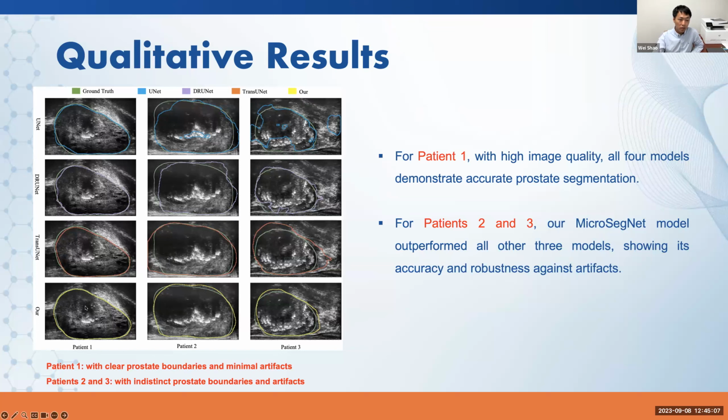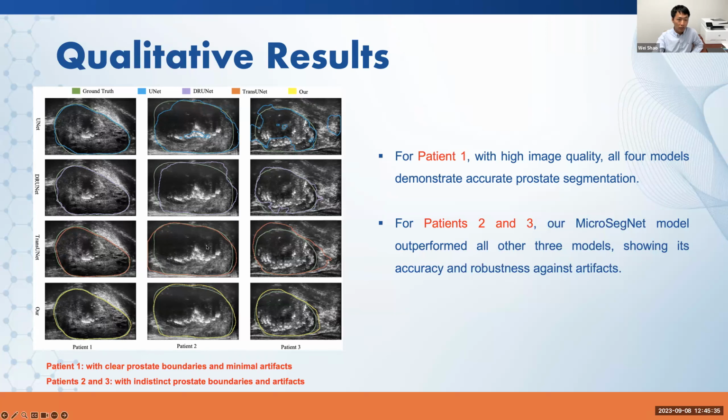But as we have more artifacts on the image, say patient 2 and patient 3 have a lot of calcification artifacts, we see that the conventional UNet model just got really confused with those artifacts. It's not robust. It has really crazy predictions. This is definitely not prostate as a human.